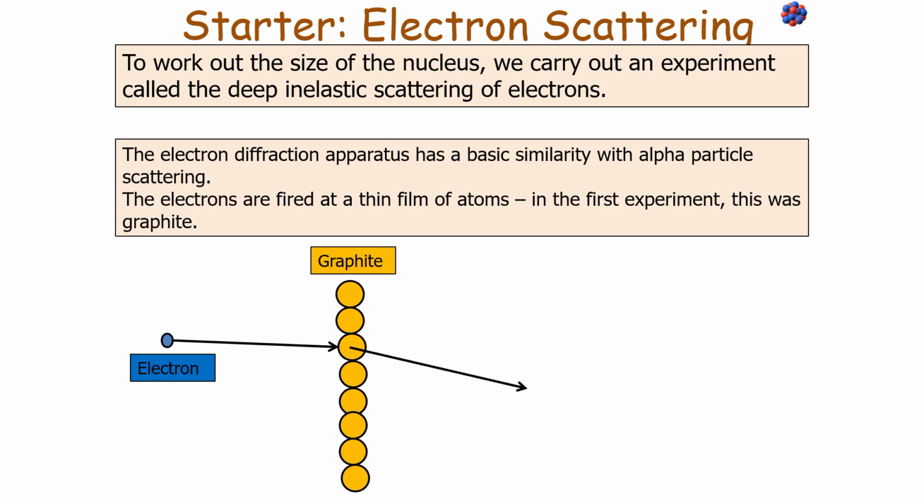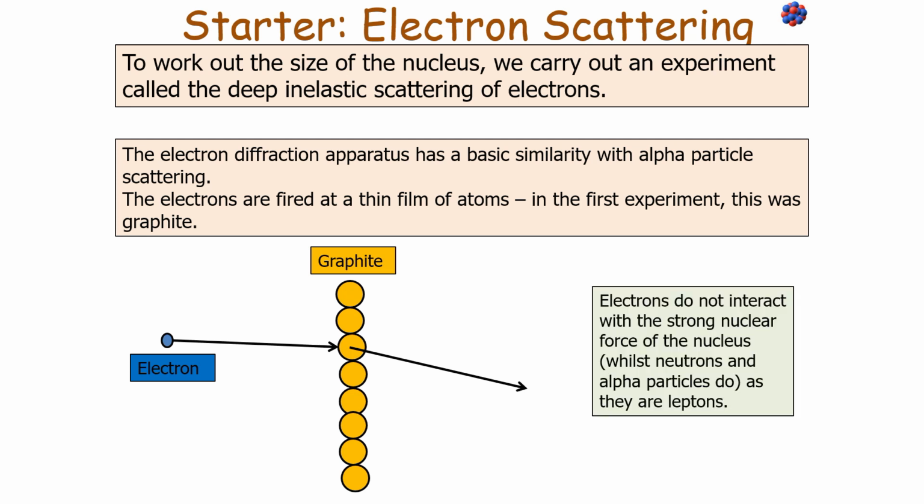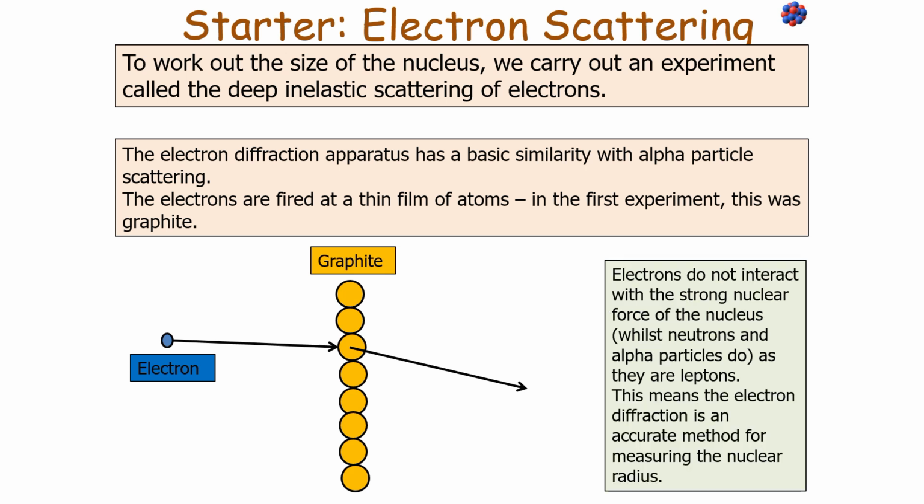So, electrons are fired at a thin film of atoms. In the first experiment, they used graphite. Now, electrons are used because they do not interact with the strong nuclear force of the nucleus, whilst neutrons, protons, and alpha particles do, because electrons are leptons and are not hadrons. So, because of this, electron diffraction is an accurate method for measuring the nuclear radius, because they're not going to be influenced by the actual interactions produced by the nucleus.